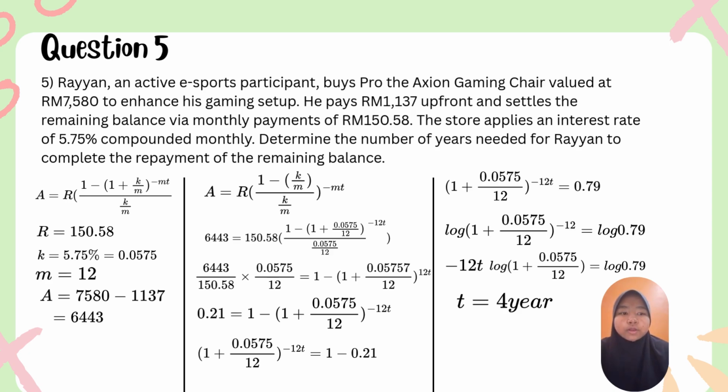Since this involves regular monthly payments, we use the present value of annuity formula, where A equals 6443, R equals 150.58, K equals 0.0575, M equals 12, T equals the number of years. We substitute all the values into the formula and simplify the equation. Next, we take log on both sides to solve for T. After calculating, we find that T equals 4. Therefore, Ryan needs 4 years to fully settle the payment.